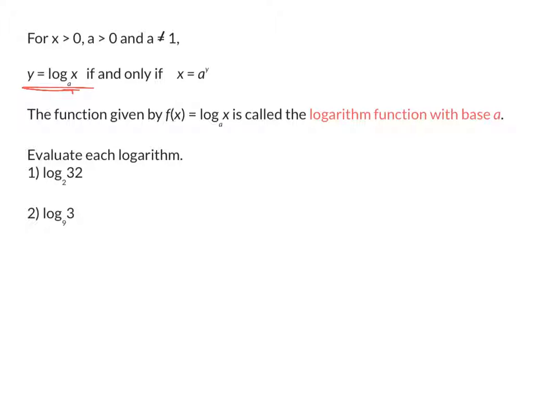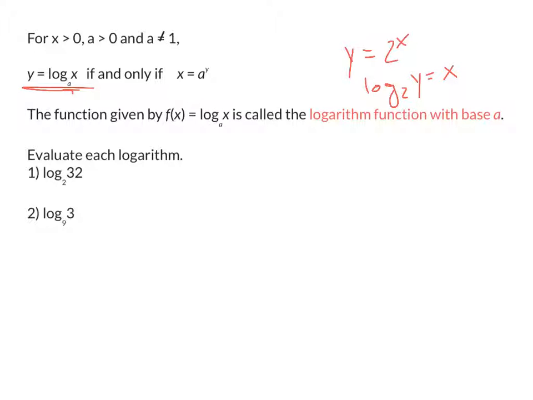If we had a normal exponential function like y equals 2 to the x power, how would I get x by itself? And that's where logarithms come into play. So we would say log, our base on that is 2, of, our result is y, and that equals x. And so now we have x by itself. And so that's how that works. So the function f of x, log base a of x, is called the logarithm function with base a. And so let's evaluate each logarithm in the examples below.